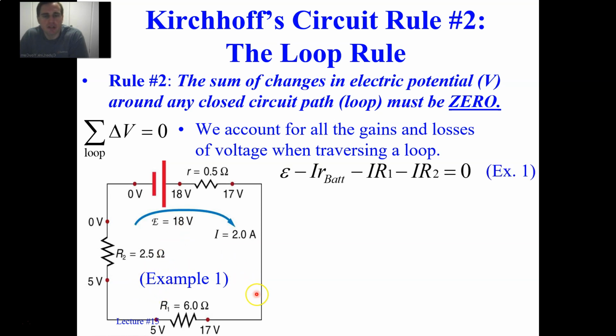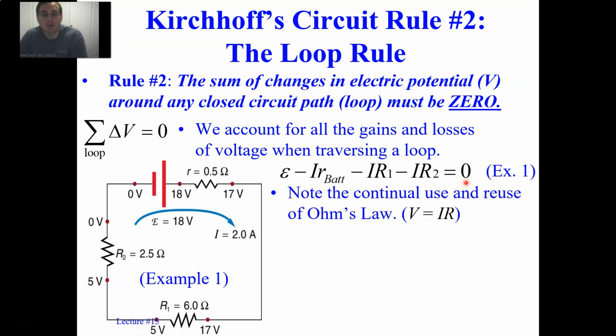for this particular example. So notice that, suppose we start in the upper left-hand corner, as this loop seems to suggest, at the 0 volt point. We cross the EMF, so that's a positive voltage gain. We subtract the resistance multiplied by the current of the internal resistance of the battery. Then we multiply the current times each load resistor and subtract it, because those are voltage losses, and then we must get back to 0.